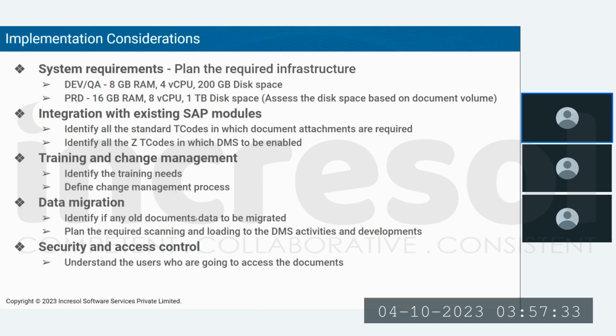Based on the security and access control mechanism, we decide how many repositories are required to ensure the security and access mechanisms. Accordingly, we'll slice the DMS system. We can configure the system in that fashion and link to the standard transaction codes. After that, users can start using it with the proper security and access controls.